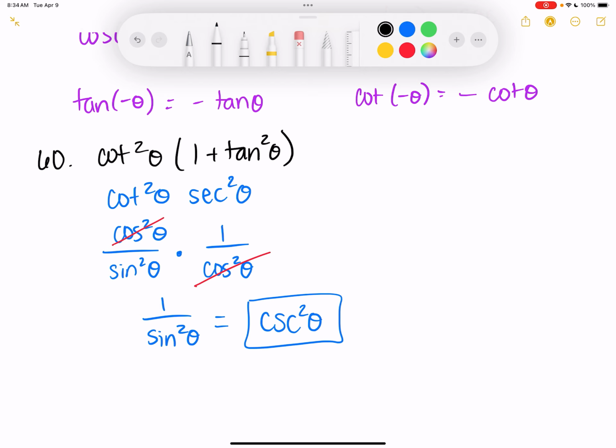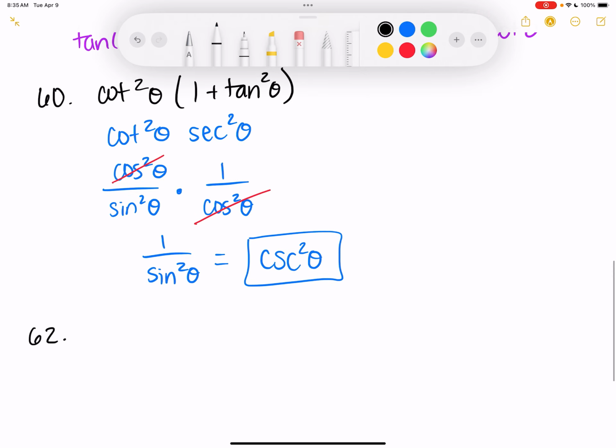Let's see, 62. Secant of theta minus 1 times secant of theta plus 1. So this one actually requires us to do it a little bit differently, because secant of theta minus 1 is not like one of the Pythagorean identities since it doesn't have the squared in it, although it kind of looks like that form. So any guesses before I tell you what we could do with this?